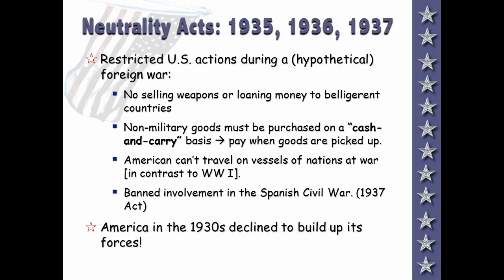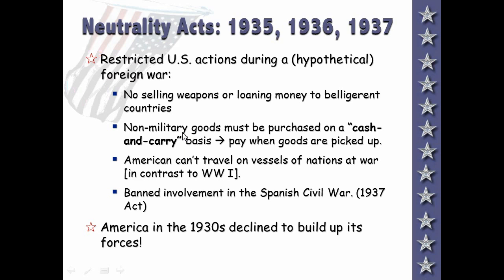And you can really see that reflected in the passage in 1935, 36, and 37. We passed three separate acts, but they all basically say the same thing, these neutrality acts. So these are passed by the U.S. Congress in 3 successive years. And what they say is that if there is a foreign war, so again, very hypothetical, if there is a foreign war, then the U.S. is not allowed to sell any weapons or loan any money to any belligerent, which means argumentative or fighting. So basically to any countries that are at war. So as soon as war happens, we can't sell anything or loan money to anybody who's at war.